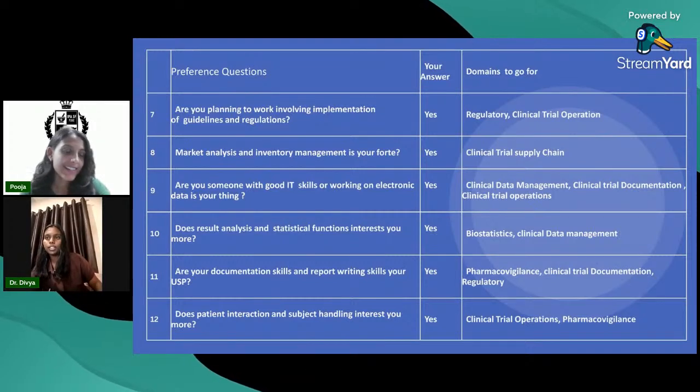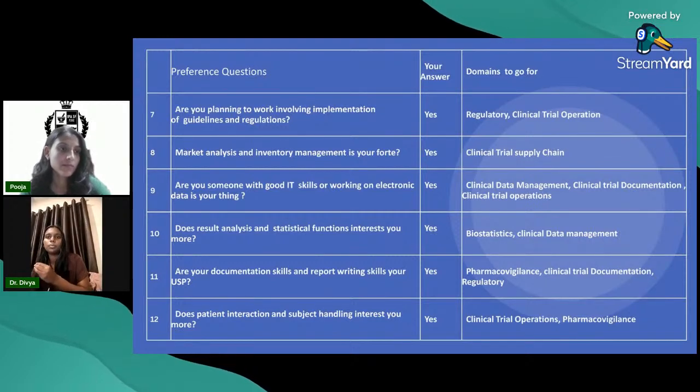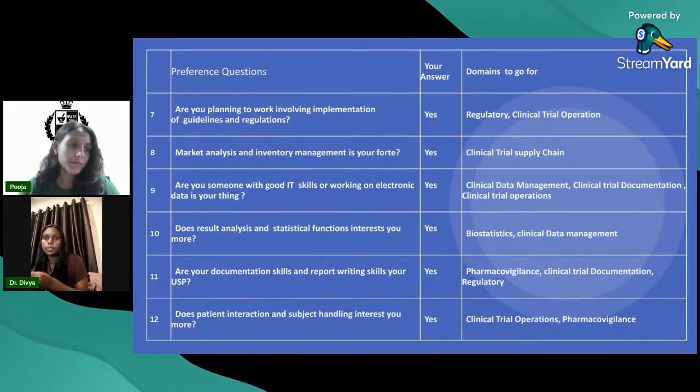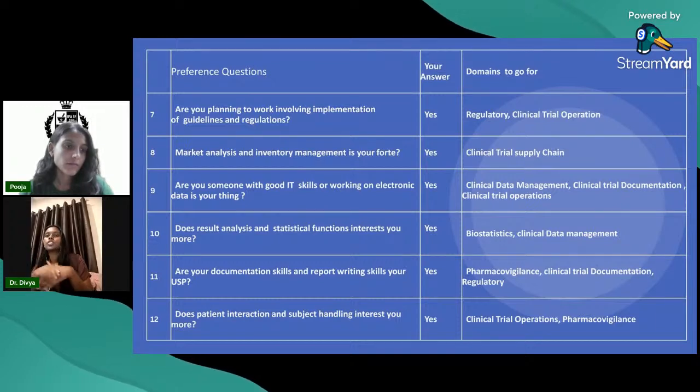If I talk about myself, satisfaction of work is very important for me. But for some people, a good pay can be a first preference. So that is also a good thing. This exercise is for what interests you more.